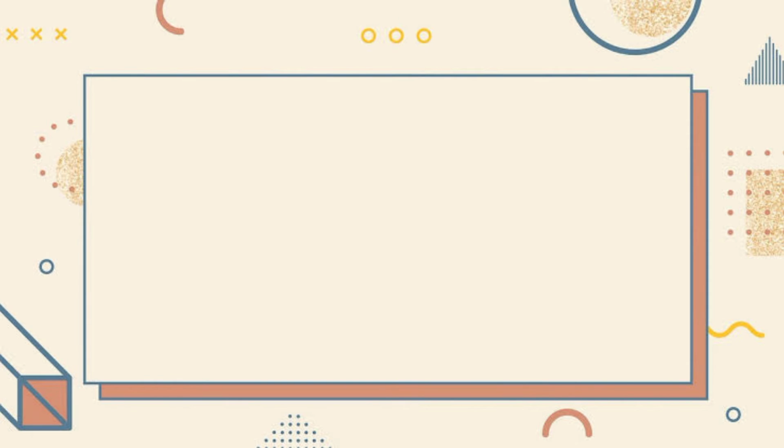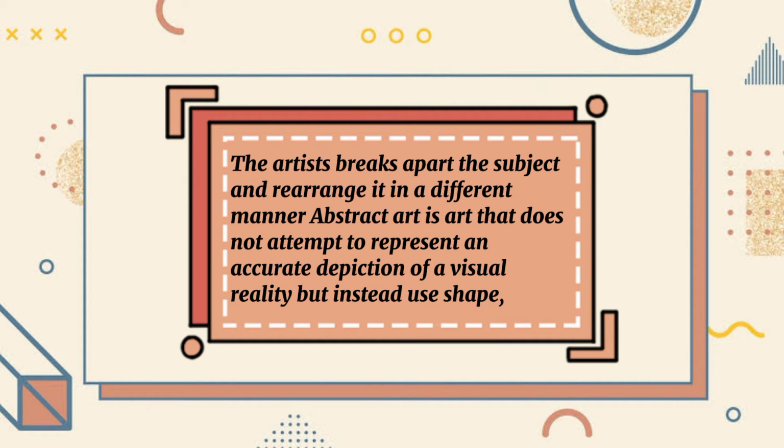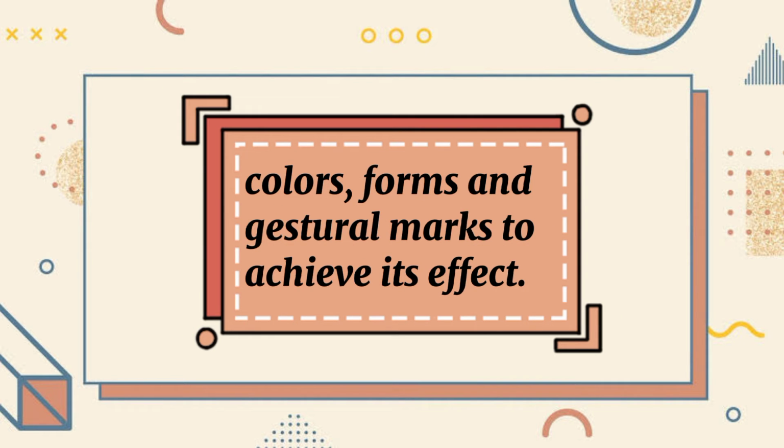The third one was abstraction. In abstraction, the artist breaks apart the subject and rearranges it in a different manner. Abstract art is art that does not attempt to represent an accurate depiction of visual reality, but instead uses shapes, colors, forms, and gestural marks to achieve its effect.